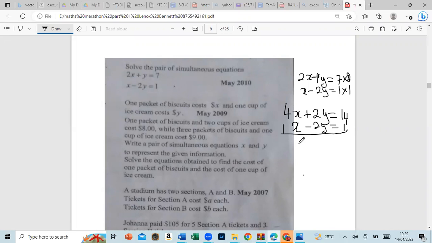And we can actually see the answer already. And then 14 plus 1 would give us 15. So we can divide by 5. So x is equal to 3.